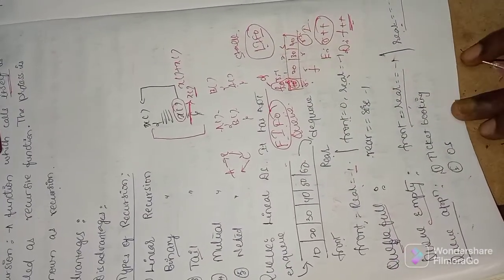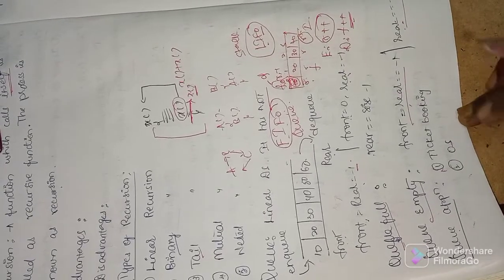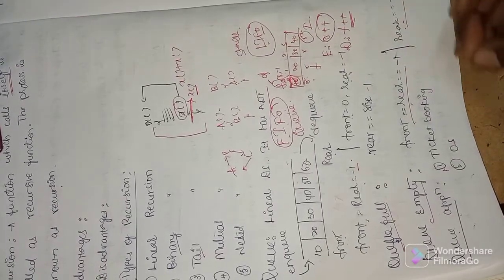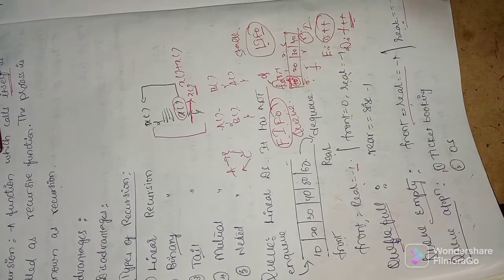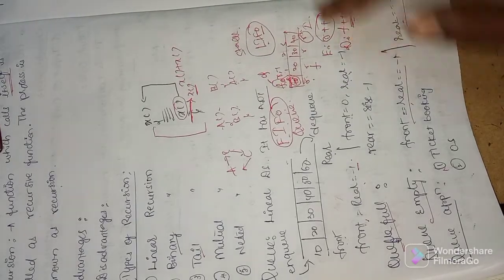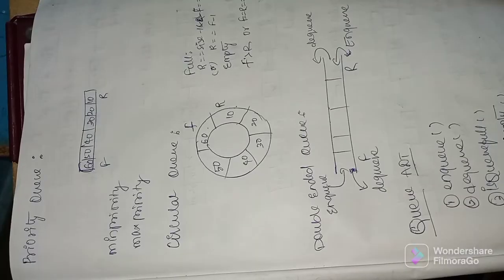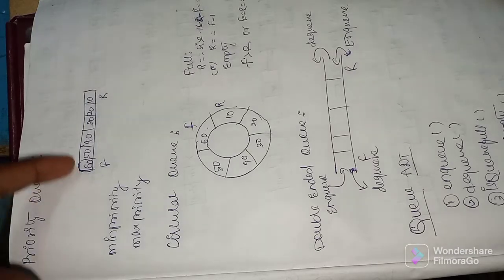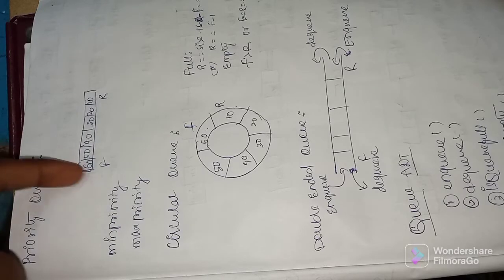So ticket booking, and in the operating system also multiple processes come. So the operating system gives priority to the first process only. Clear? Next, priority queue.